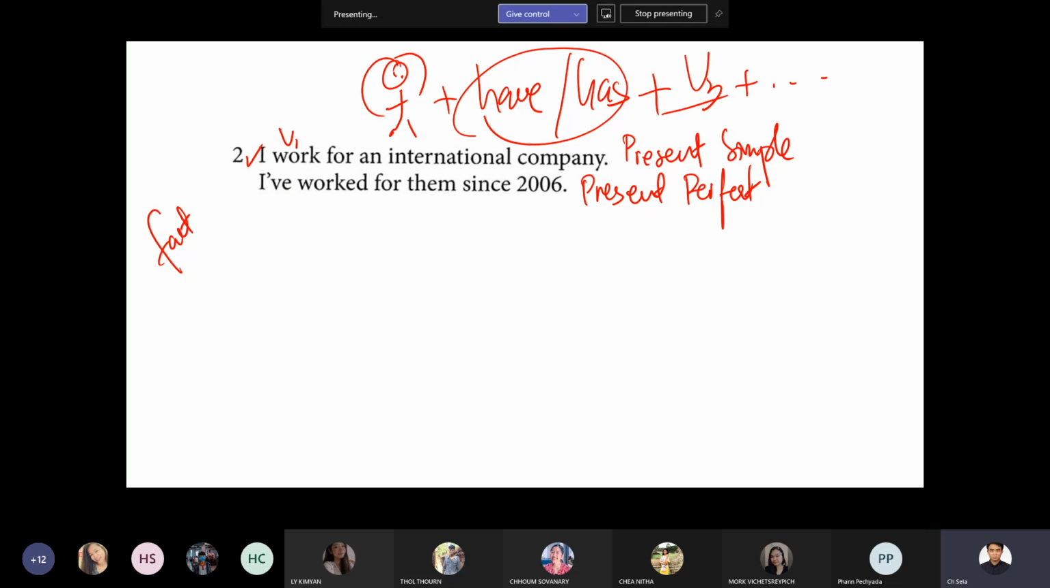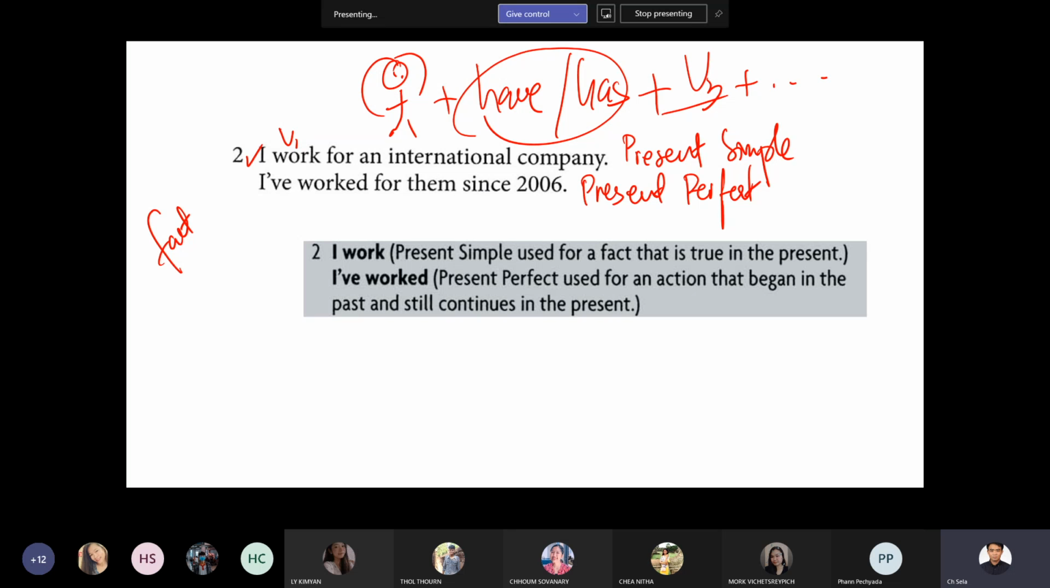I work for them since 2006. What is it? Why? It means that I work there. I work for them since 2006, and now I still work for them. Oh, okay. Began in the past and up to now, right? Yeah. So you connect the past to present. So that's why present perfect. Okay, I work, present simple, is used for a fact that is true in the present, that is true now. And I have worked, present perfect, is used for an action that began in the past and still continues in the present.